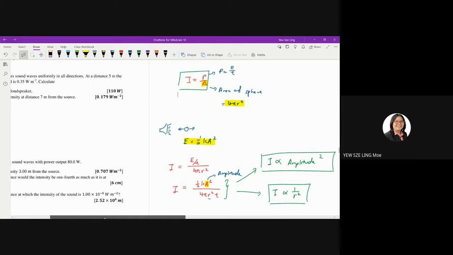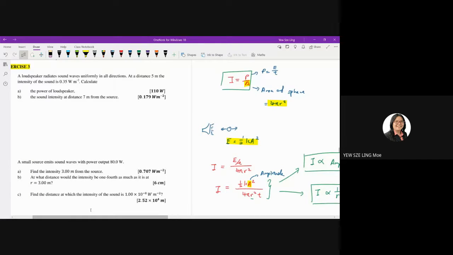Okay, but then you have the same source. So same source means same power. Okay, same source means same power. So now let's see question 8.